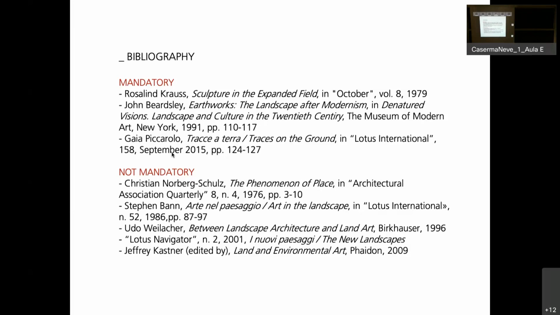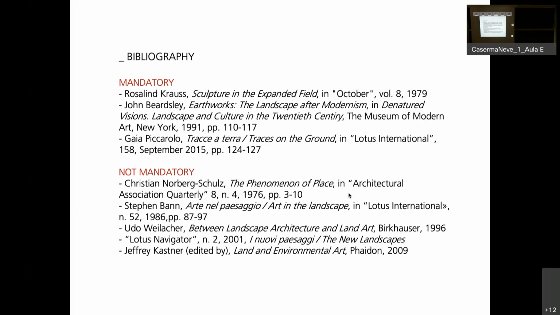And the other two are actually mandatory. And the other ones are only advice, if you're interested and willing to read them. For example, The Phenomenon of Place, which we talked about at the beginning. I also left it in the copy center because I had it and it was very easy to print. So when you go there, remember that this is not mandatory.